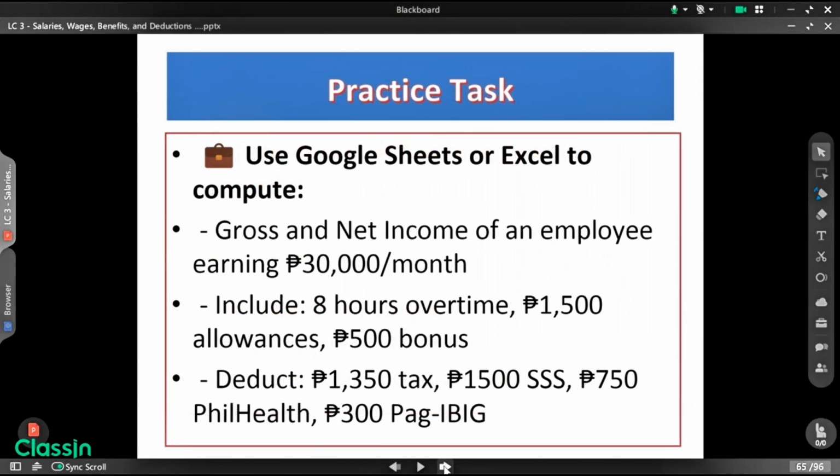And yeah, this is your practice task. When you want to do this on your Excel, just try it and we will discuss it in our next meeting.